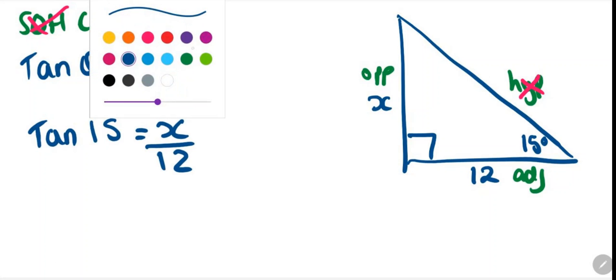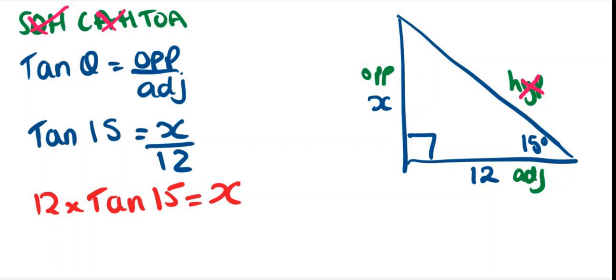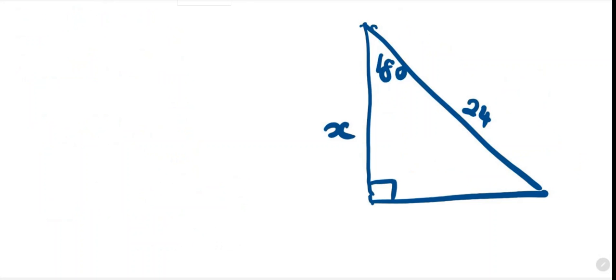Rearranging my formula, I will have 12 times tan 15 is equal to x. And I'll put that in my calculator. 12 times tan 15. Okay, so x is equal to 3.2. So there's my answer.